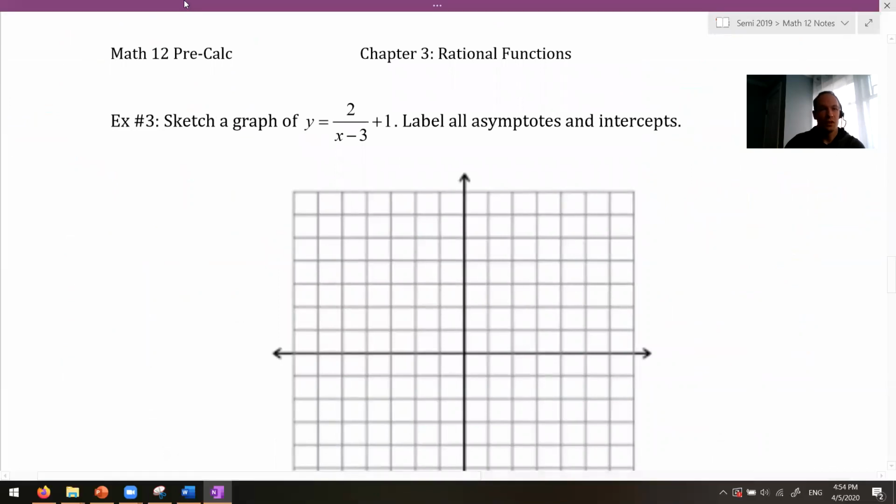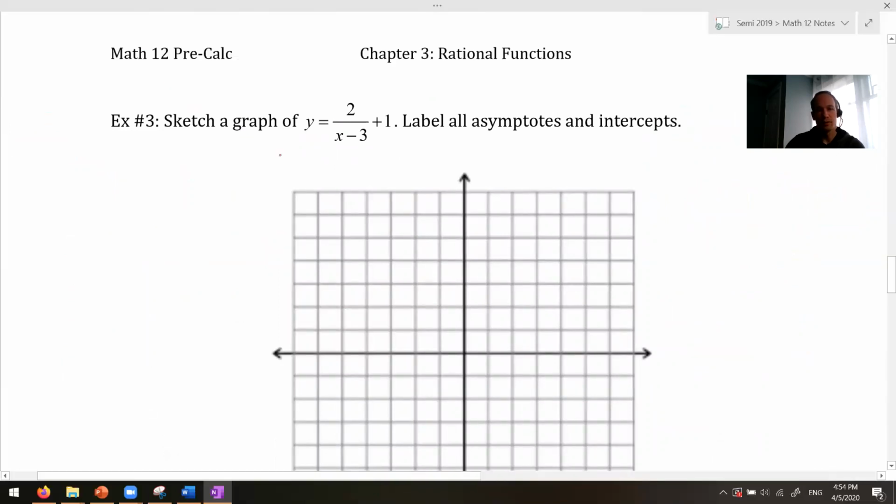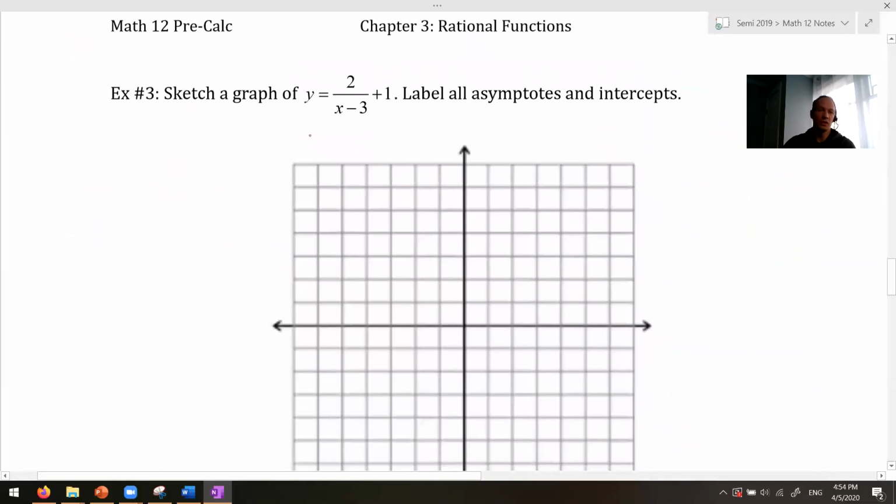Okay, here's another little example. Let's sketch this graph. If you look at this and you're overwhelmed, you don't need to be, because you just need to realize that this is a transformed y equals 1 over x graph. So what I would do is, first of all, acknowledge that the parent graph is y equals 1 over x. Then I would say this has some transformations.